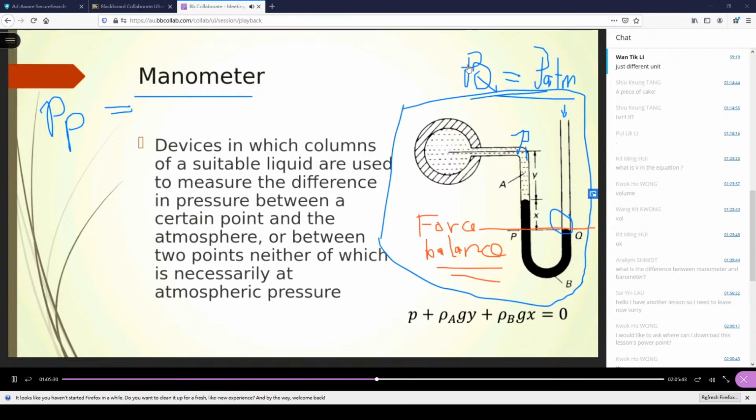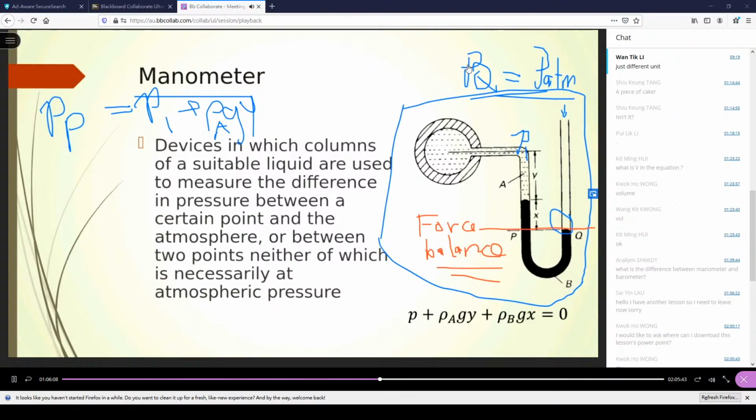So the pressure at P equals the pressure at point 1 plus a column, which is the density of the liquid inside, fluid A. Fluid A is in the pipe. Density A, rho g, and h. So rho g h is the pressure at this point.